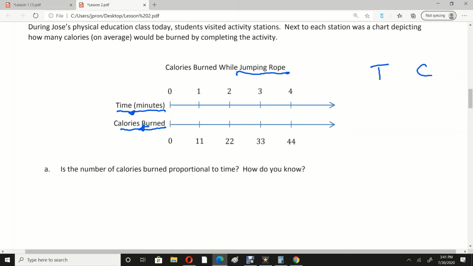Now, for some of you, and I know for me, it helps to do this vertically. So I'm going to make a little chart. It's the same chart, only in a vertical way. Obviously, if you do 0 minutes, and this is time in minutes, of jumping rope, then you don't burn any calories, right? But if you do 1 minute, then you burn 11 calories. I assume that's calories with the big K. I'm not sure, but 2 minutes gets you 22.